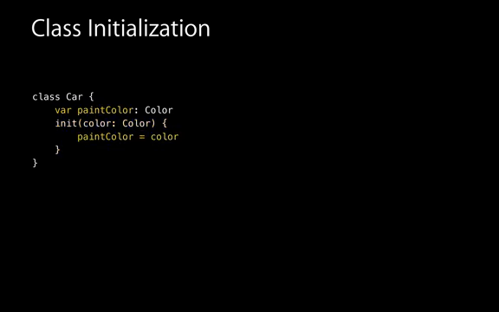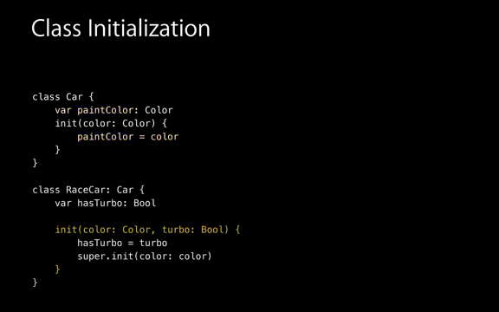Now in practice, classes often subclass and inherit from other classes. So we need to deal with how initialization works with subclasses as well. So let's define a subclass called racecar. It has one extra property and its own initializer. When racecar's initializer is called, it first sets its own properties, and then it calls its superclass initializer.